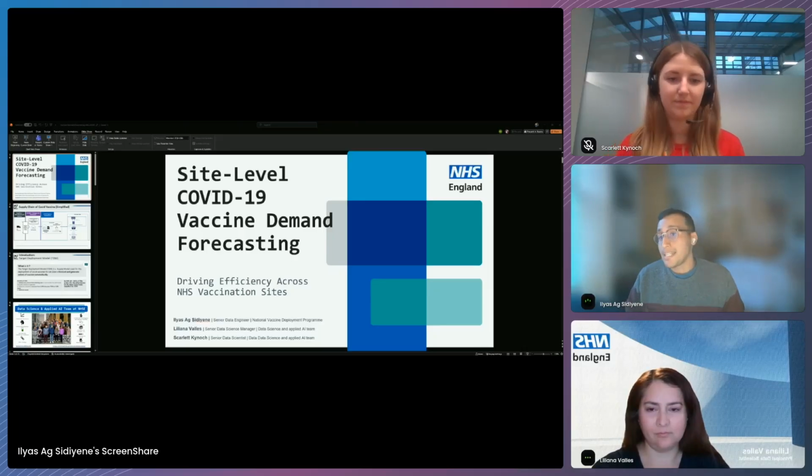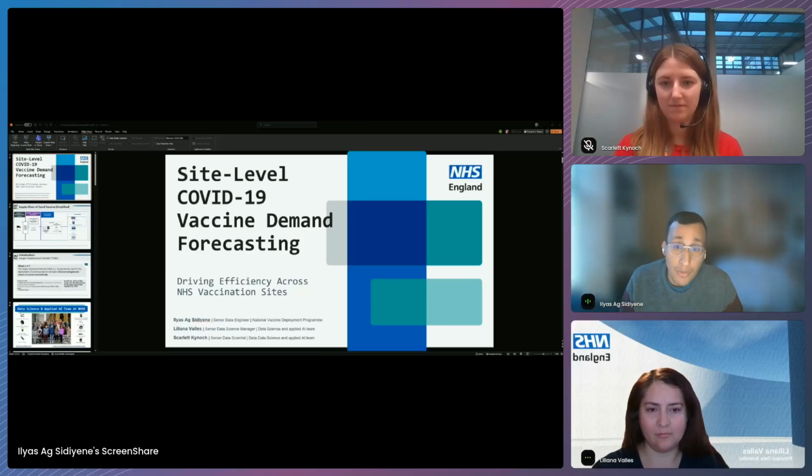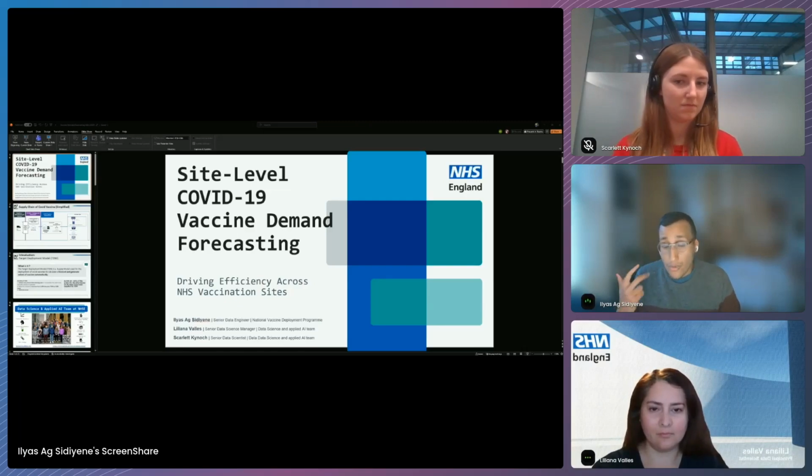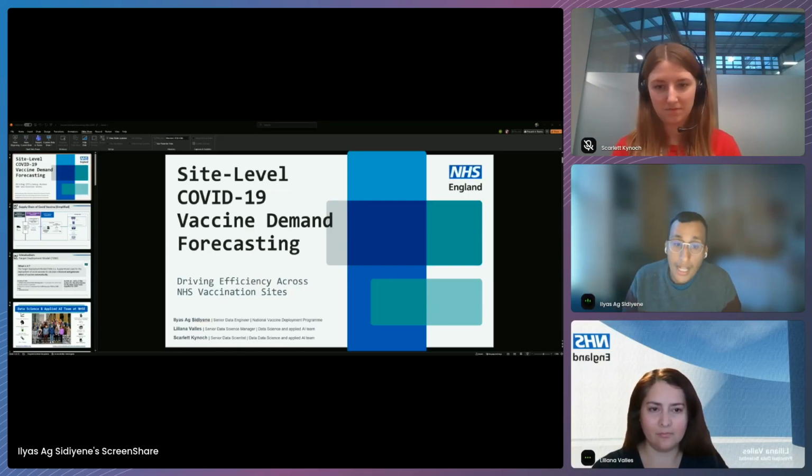So basically, the state of England through HACA buys a vaccine, and NHS England is responsible for the deployment, meaning that NHS England is responsible to ensure that across 1,000 of sites, we have the right vaccine at the right time, at the right quantity. And it's quite a complex work due to the number of sites and the product characteristic, because, for example, COVID vaccine has a pretty short shelf life.